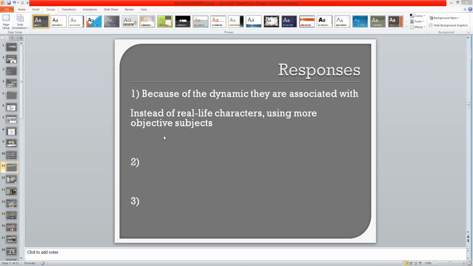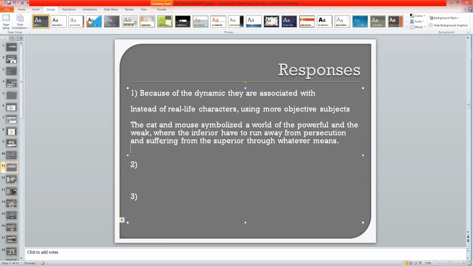Kimberly puts in, copy this paste real quick. The cat and mouse symbolize a world of the powerful and the weak, where the inferior have to run away from persecution and suffering from the superior through whatever it means. Good point. And so going back to predator and prey, it seems like the story here is more about those in charge versus those who are born into poverty or those who don't own any power or whatever. It's that dynamic. Good catch. Anybody else?